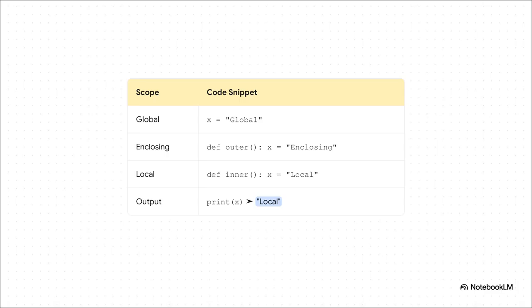This code demonstrates the search perfectly. Check it out. We have a variable named x defined in 3 different places: globally, in the outer function, and again in the inner function. When that inner function calls print x, Python starts its search. It immediately finds x in its own local scope, and it just stops right there. It found what it needed. It never even bothers to look at the enclosing or global versions.